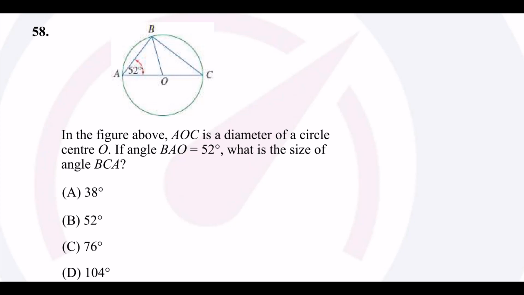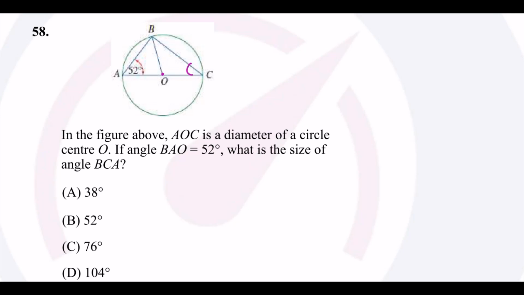Alright, question 58. In the figure above, AOC is the diameter of the circle. So here is AOC of a circle with center O. If angle BAO is 52, so we have our 52 here, what is the size of angle BCA? So BC, we want to find this angle.